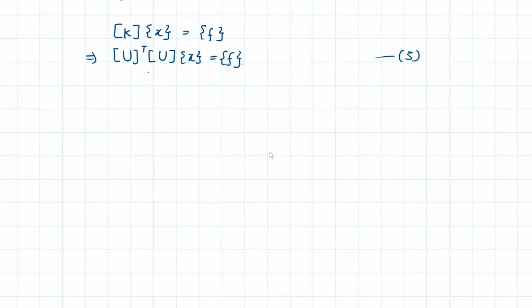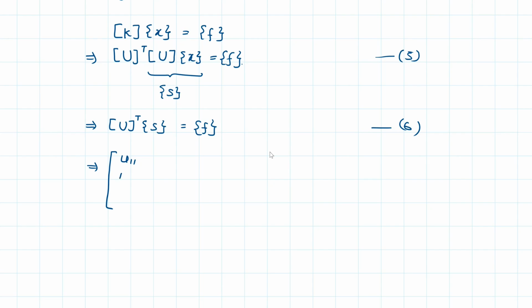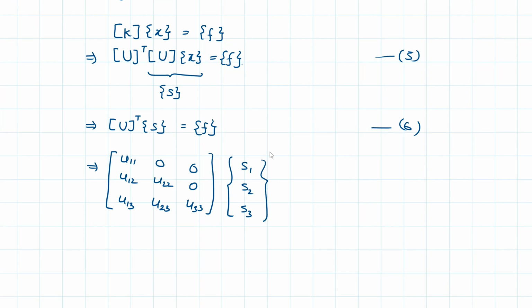Now we're going to do a trick here. We're going to call U times X some vector S. Okay, so from that I can write U transpose times S is equal to F. If I expand on this, U transpose is U11, U12, U13, 0, U22, U23, 0, 0, U33, times the vector S, S1, S2, S3, is equal to vector F, F1, F2, F3.